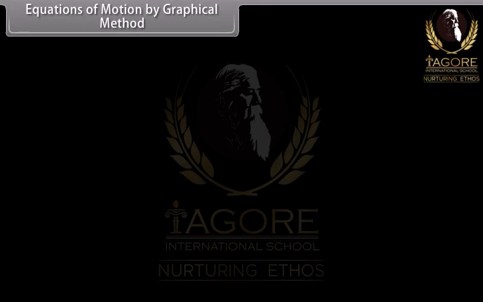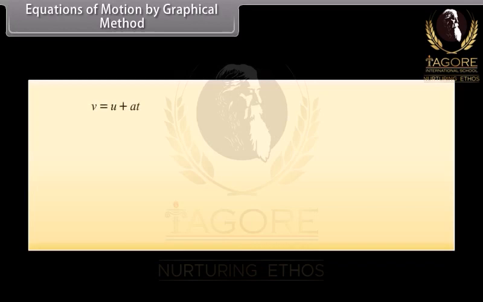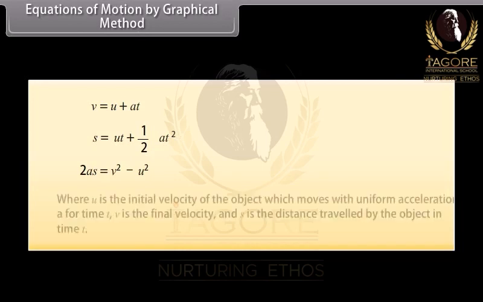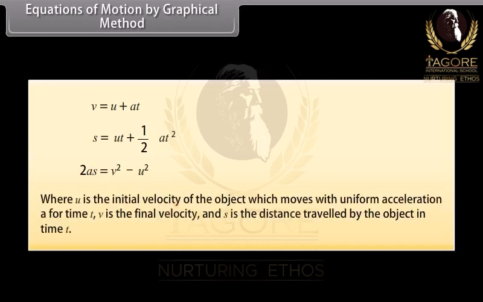Equations of motion by graphical method. The three equations of motion are v is equal to u plus at, s is equal to ut plus 1 upon 2 at square, 2as is equal to v square minus u square, where u is the initial velocity of the object which moves with uniform acceleration a for time t, v is the final velocity, and s is the distance traveled by the object in time t.